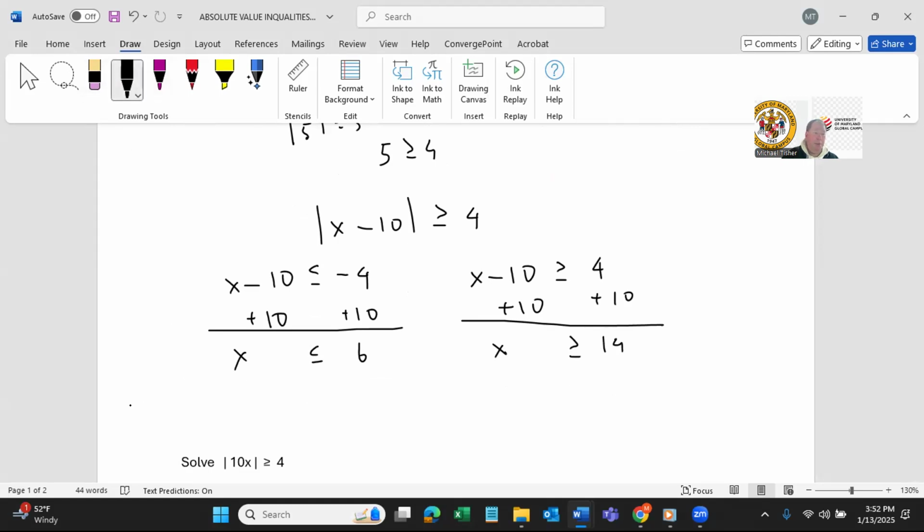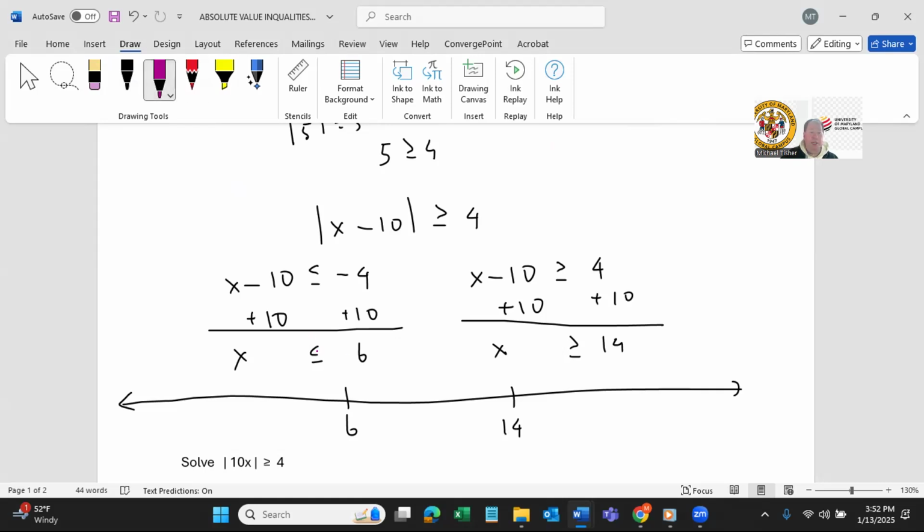Okay, so let's shade all these numbers on the number line. Okay, so since we have less than or equal to, we want to have a solid dot right here at the 6. And this is because it is true that 6 is less than or equal to 6. And we want all numbers that are less than that or to the left of that. And we want all the numbers that are bigger than or equal to 14. So 14 is certainly the lowest number in that case because it is true that 14 is greater than or equal to 14. And to be greater than, we have to be to the right of 14.